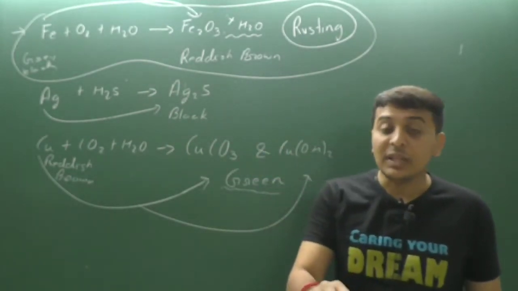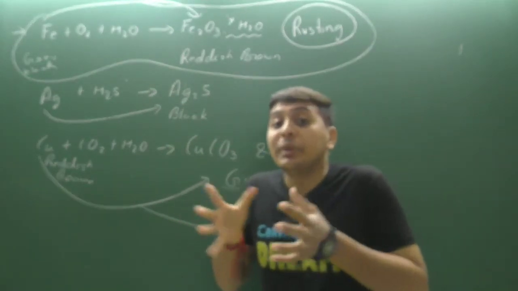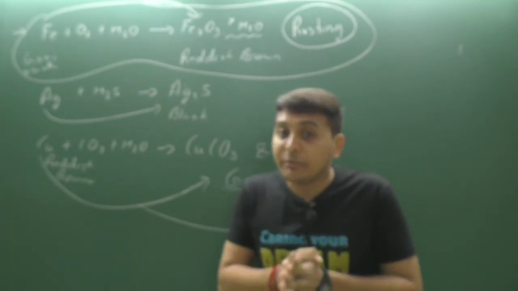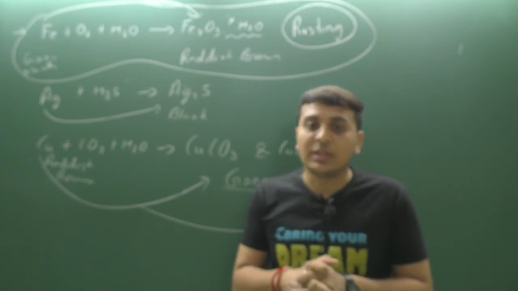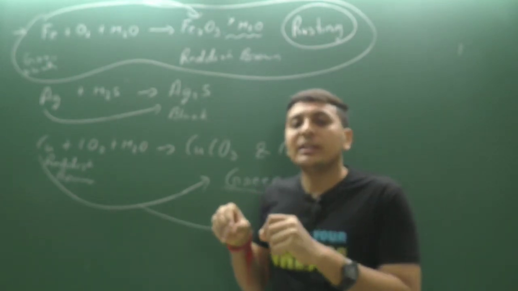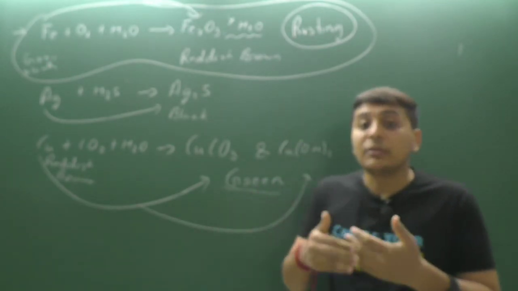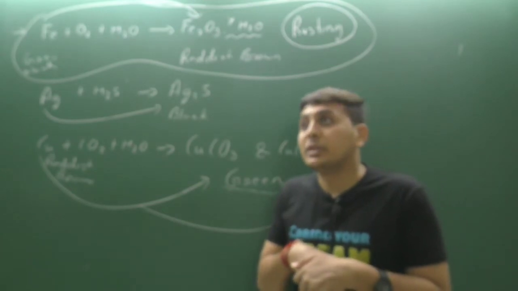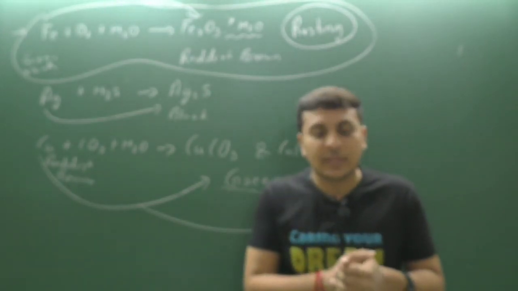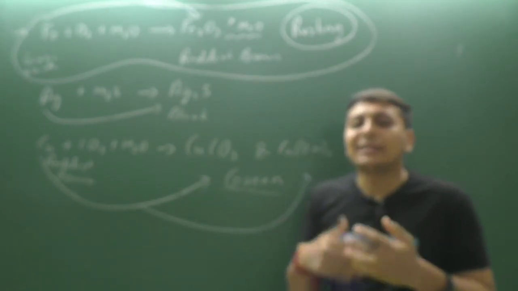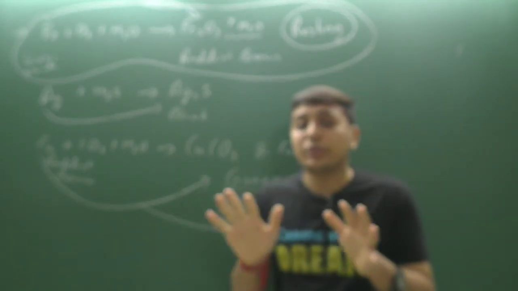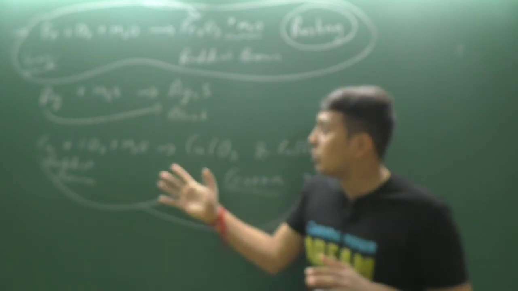Clear? Now how can we prevent corrosion? This topic is not included in our chapter. This is included in chapter number 3, that is metals and non-metals. So it is not included in this chapter, but let us quickly revise. You don't have to write or remember it in this chapter, but you should know about it.